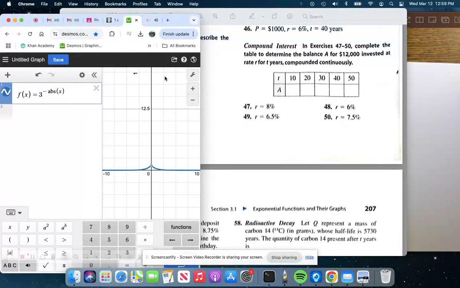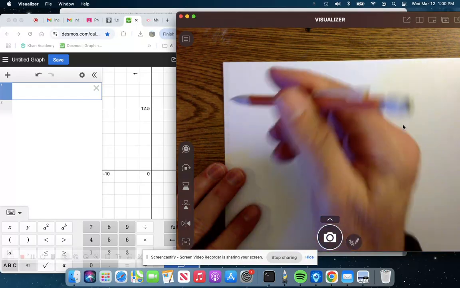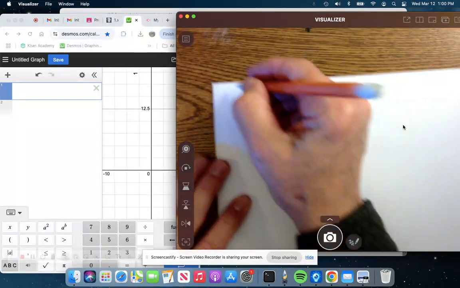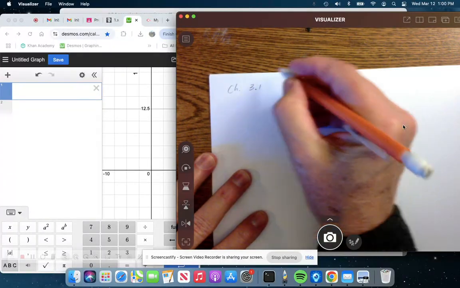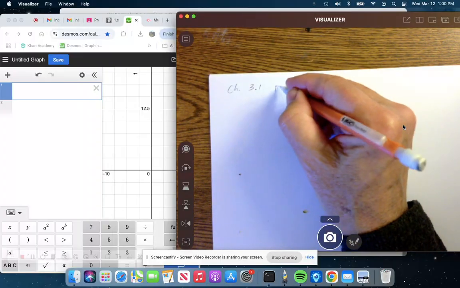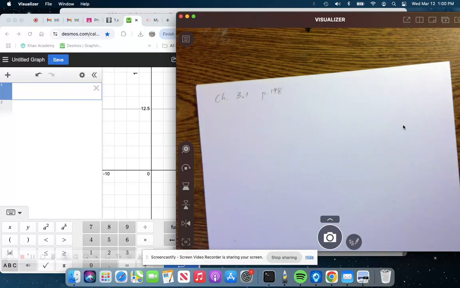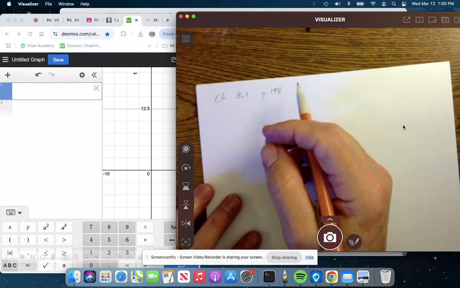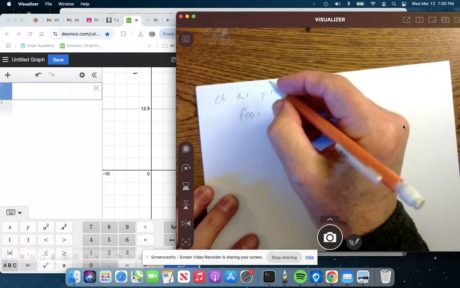Hey everybody, this video is on section 3.1, exponential functions. So let me write that down. Chapter 3.1. It's on page 198. Alright, so we're talking about exponential functions. Here's a brief description of what an exponential function is.